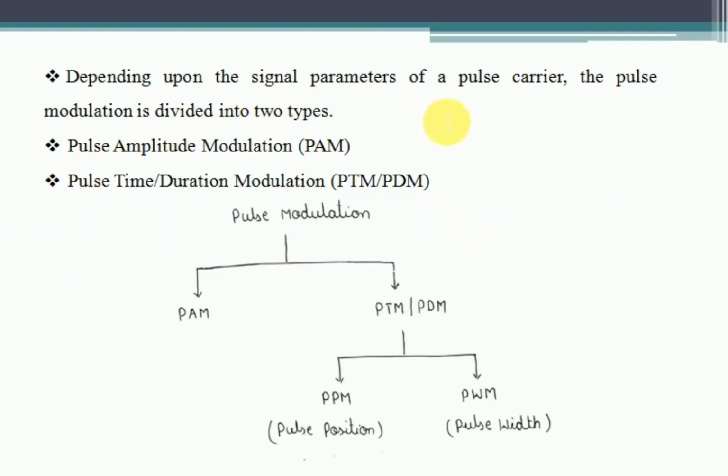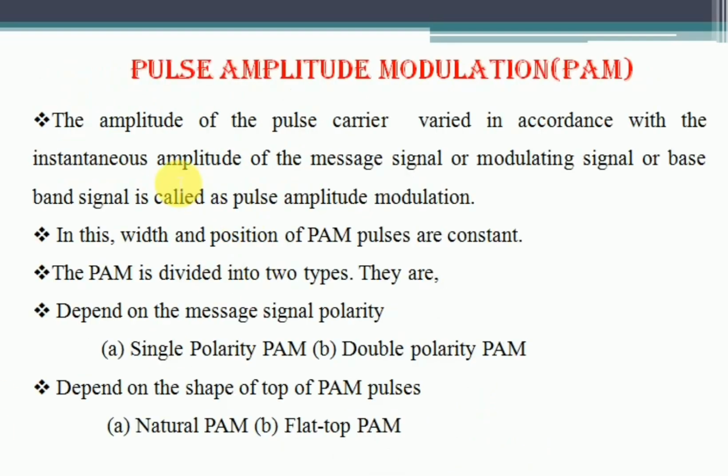So depending on the signal parameters of a pulse carrier, the pulse modulation is divided into two types. First one is pulse amplitude modulation and second one is pulse time or duration modulation, that is PTM or PDM. Again, this pulse time or duration modulation is divided into two types, that is pulse position modulation PPM and pulse width modulation PWM.